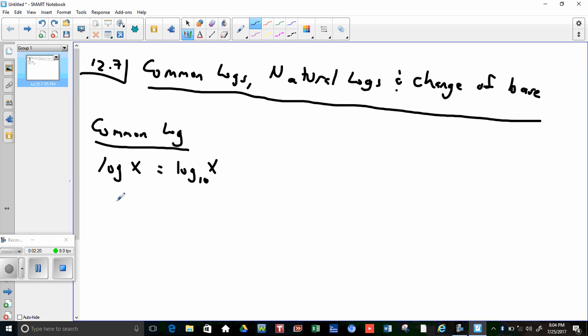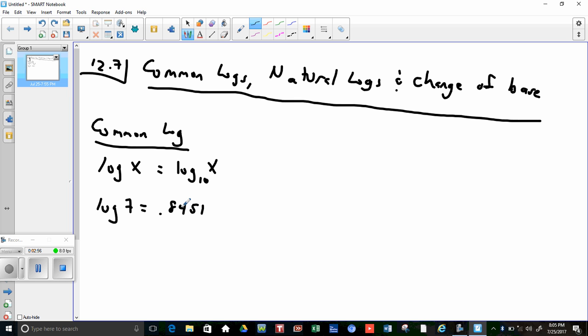So a common log has a base of 10. If the base is not written, it is understood to be 10. This is what your calculators will do if you just find the button that says log and you do log of some value. So let's just say you typed in log 7. What your calculator is actually calculating is the log 7 base 10. You put that in your calculator and it spits out a value for you, which in this case is approximately 0.8451.